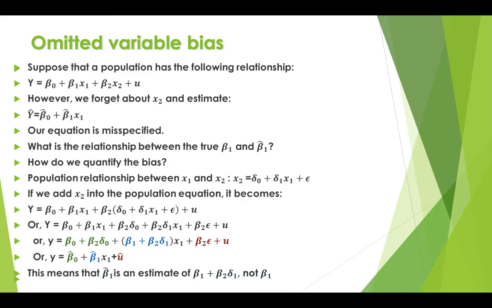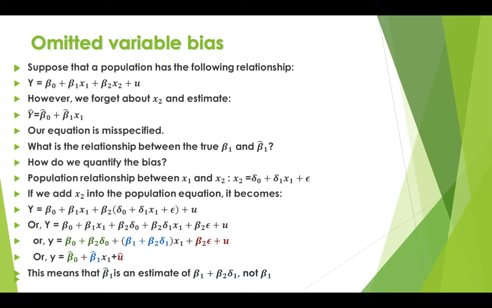Now, what is the omitted variable bias problem? Suppose that the population equation is y equals beta 0 plus beta 1 x1 plus beta 2 x2 plus u, and we forget to use x2 in our model, and we estimate y hat equals beta 0 hat plus beta 1 hat x1. Now, beta 1 hat will not be the actual value of beta 1. What is the relationship between true beta 1 and beta 1 hat, and how can we quantify the bias in our model in this way?